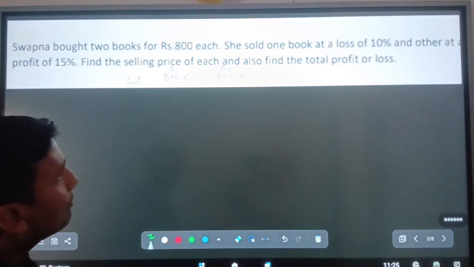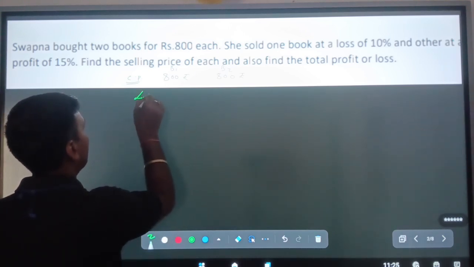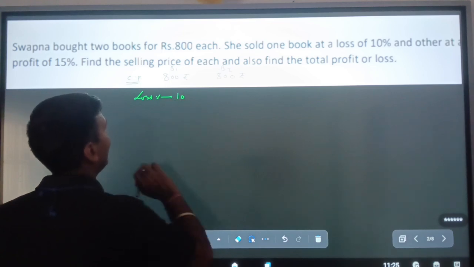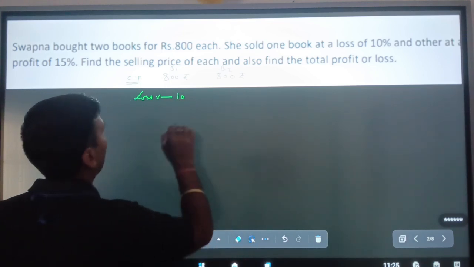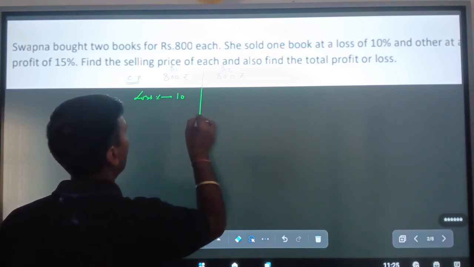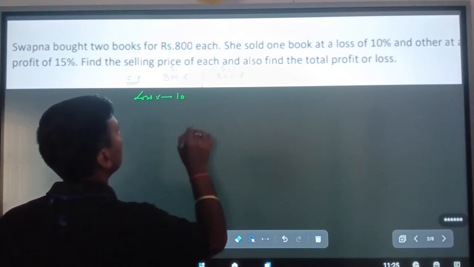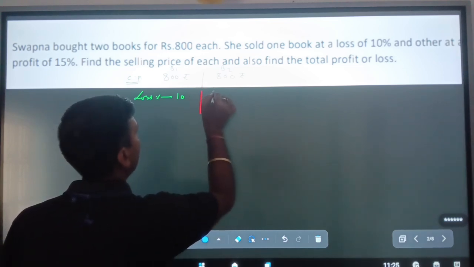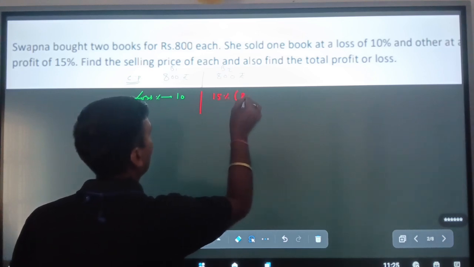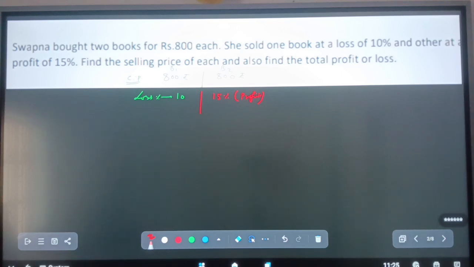She sold one book at a loss of 10%. Now what comes? It is the loss, first book suppose, that is the 10%, and the other case is 15% profit. So 15% profit means what? This one is going to be 15% profit. Find the selling price of each and also find the total profit or loss.